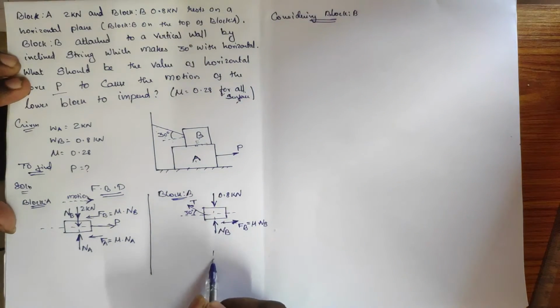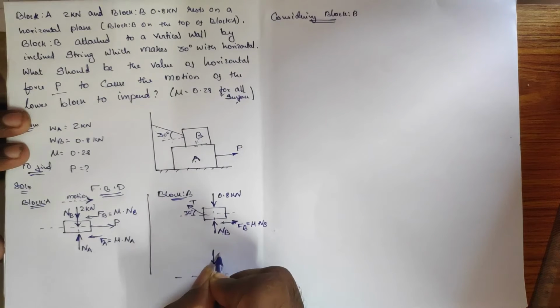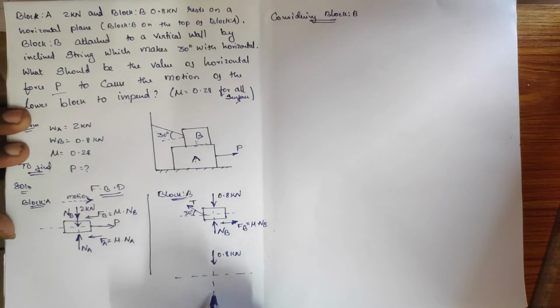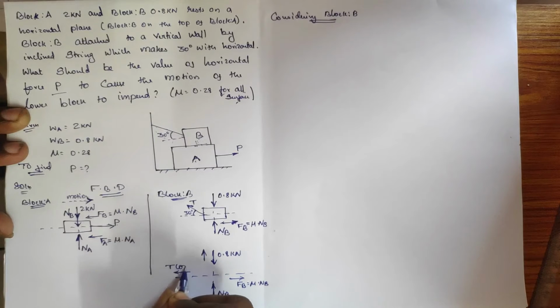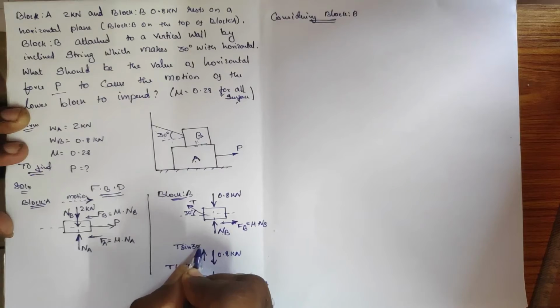If I simplify the forces, there is a downward force of 0.8 kilonewton, an upward force NB, and a right side force FB, which is mu NB. The tension force is inclined something like this, so I can resolve it into vertically up and horizontally left components: T sin 30 degrees vertically and T cos 30 degrees horizontally.